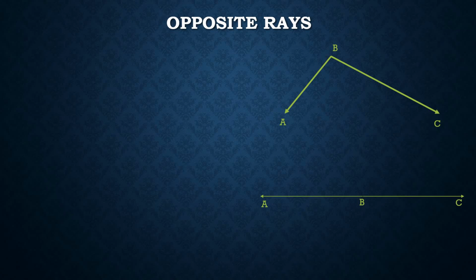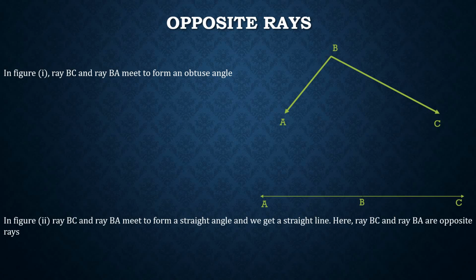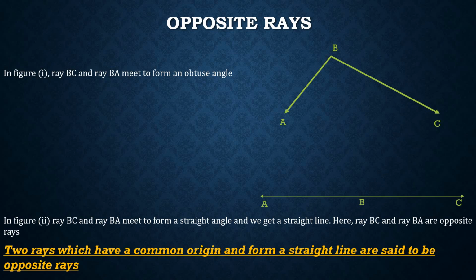Name the rays whose origin is point B. Ray BA and ray BC originate from origin B. In the first figure, ray BC and ray BA meet to form an obtuse angle. In the second figure, ray BC and ray BA meet to form a straight angle and we get a straight line. Here, ray BC and ray BA are opposite rays. Two rays which have a common origin and form a straight line are said to be opposite rays.